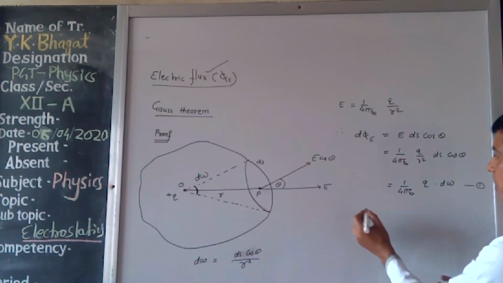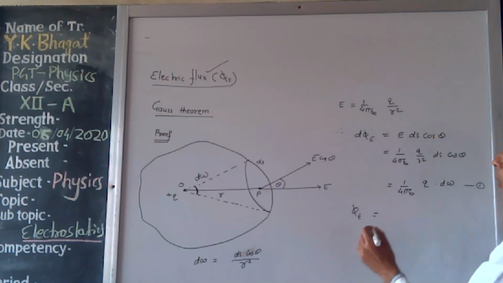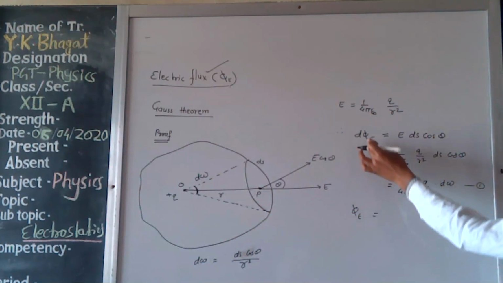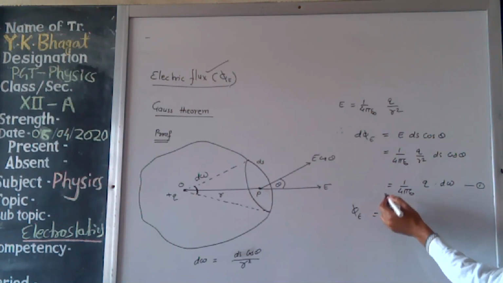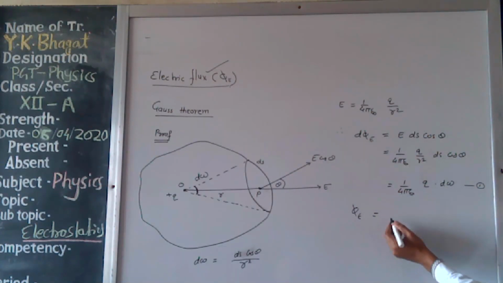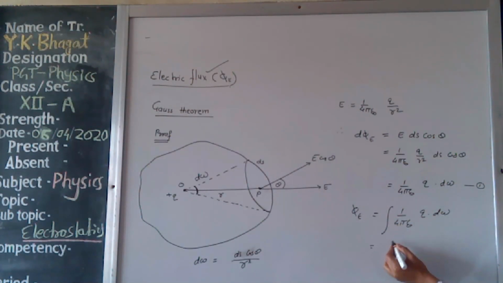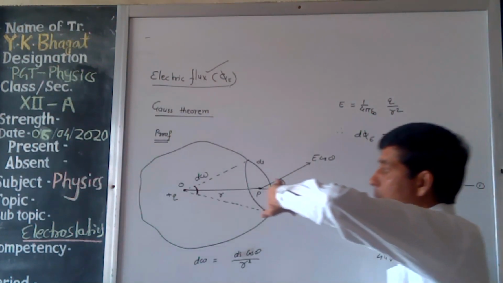Now the total flux passing through the complete area can be found by integrating this. After integration, it will be the integral of 1 upon 4 pi epsilon naught q into d omega. Taking the constant out, q upon 4 pi epsilon naught times the integral of d omega. D omega is the solid angle. The integral of d omega will be 4 pi.